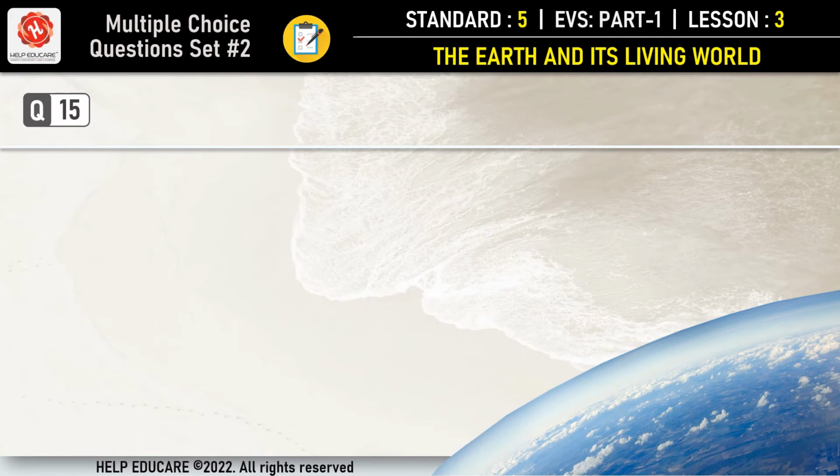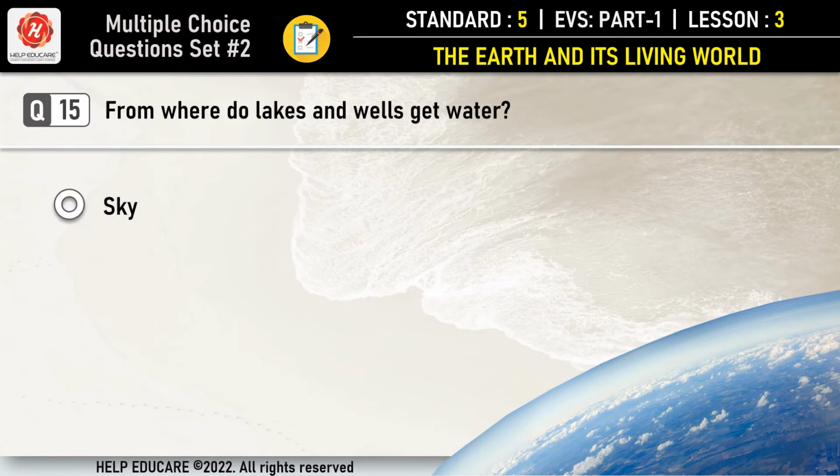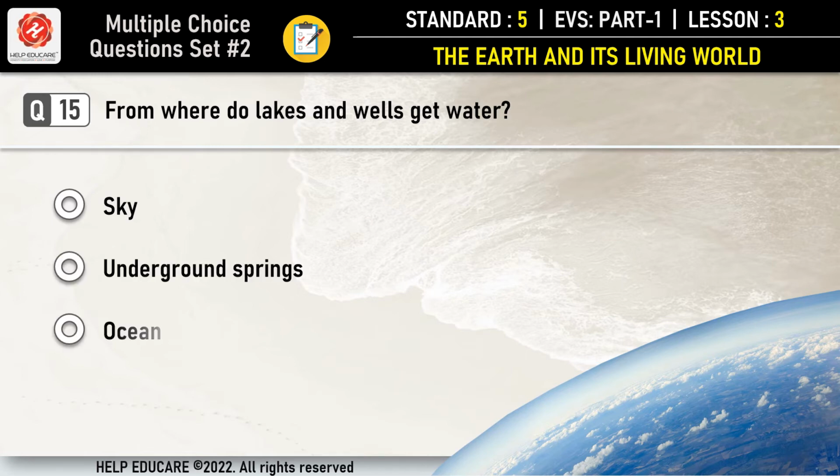Question number 15. From where do lakes and wells get water? First option, sky. Second option, underground springs. Third option, ocean.